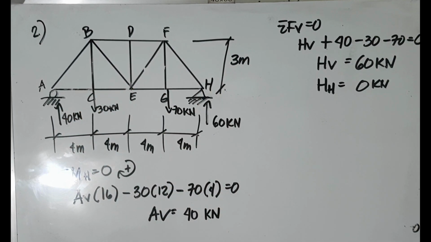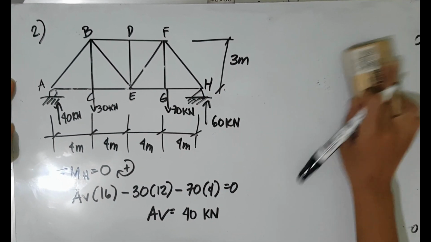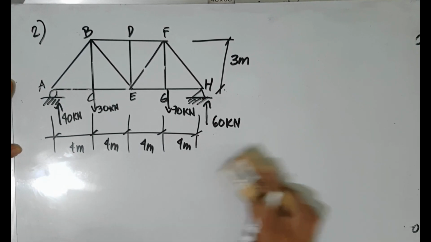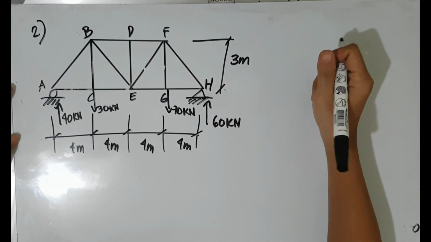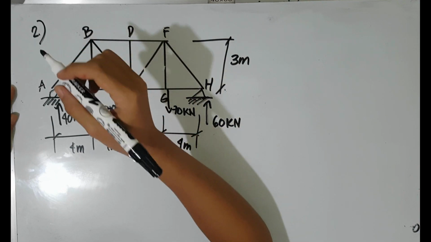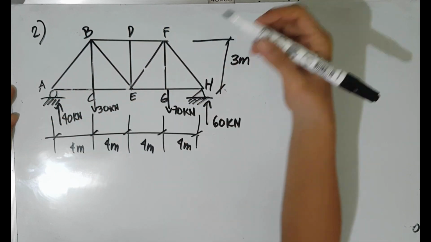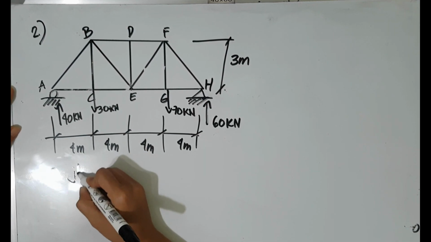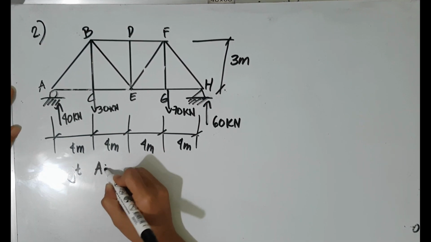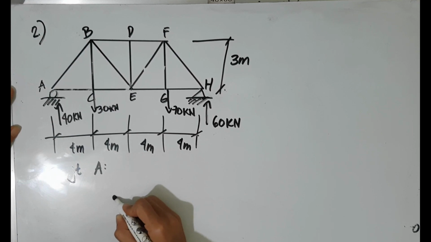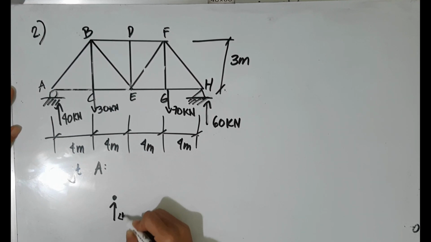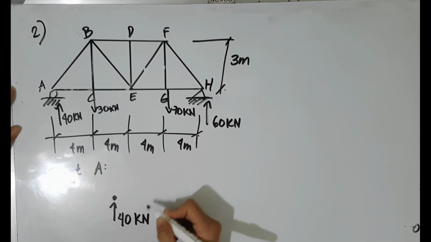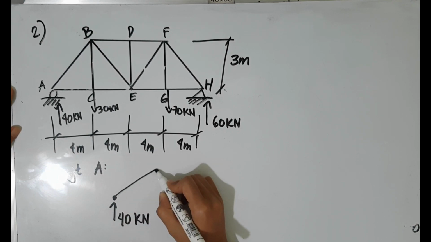Our next step is to determine the internal forces acting on the members AB and AC. We will take joint A. We will draw the free body diagram of all the forces acting at joint A.